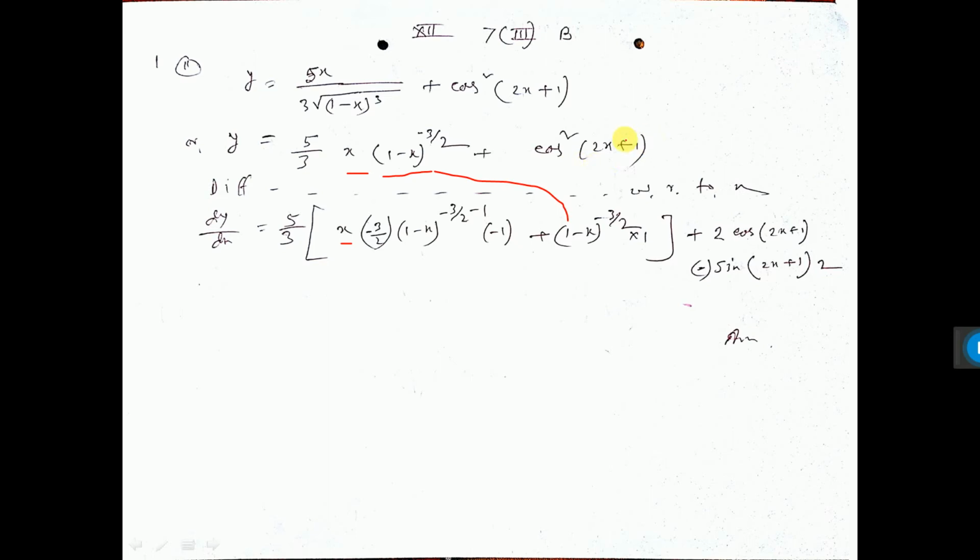cos 2x plus 1 whole to the power 2, that is 2 into cos 2x plus 1 whole to the power 2 minus 1 into cos 2x plus 1, you have considered as x. So d/dx of cos x, that is minus sin x, into d/dx of 2x minus 1, that is 2 into 1 plus 0. So I have written 2 only. So you simplify this and that will be the answer.